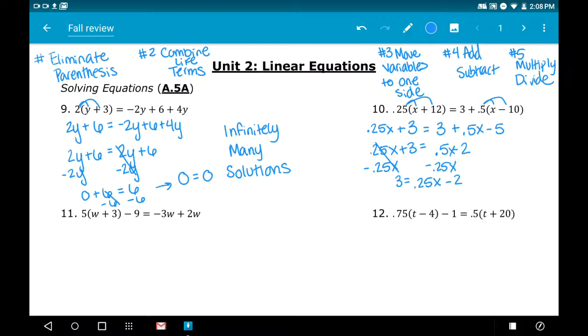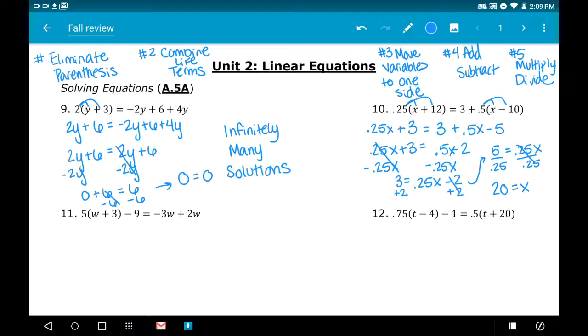Our fourth step is to add and subtract. So I'm going to take this minus 2 and I'm going to add it to the other side. So plus 2. So then this is going to become 3 plus 2 is 5 equals 0.25x. Now we just have to multiply and divide for our last step. So I'm going to divide everything by 0.25. So 5 divided by 0.25 gives us 20 equals x. So that is our answer for that one.